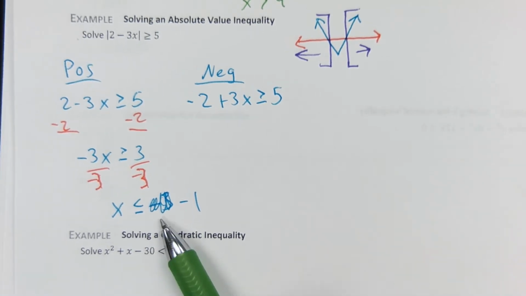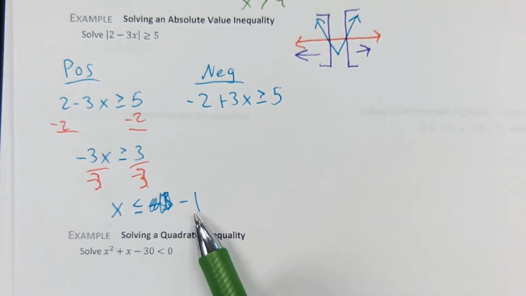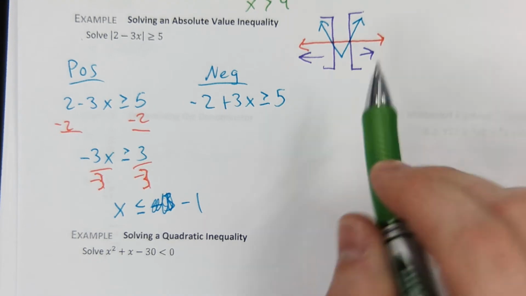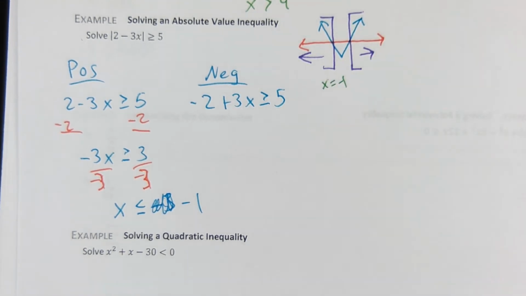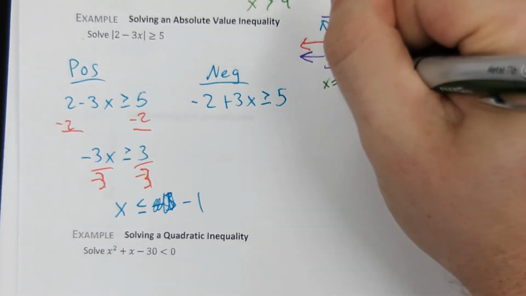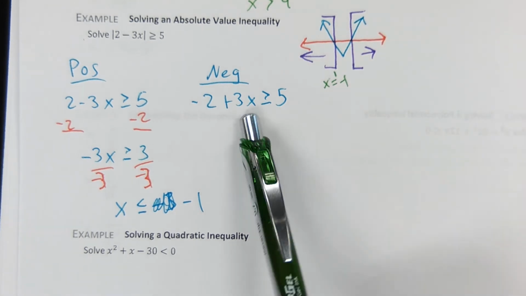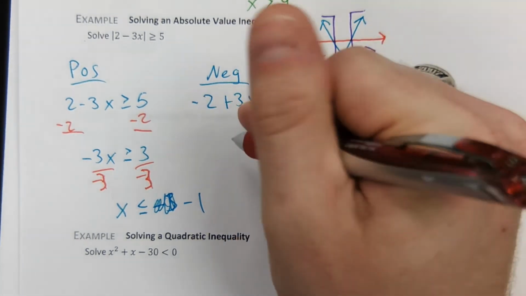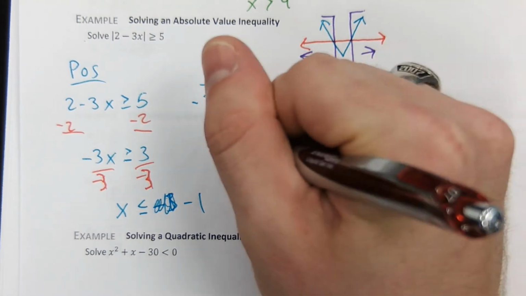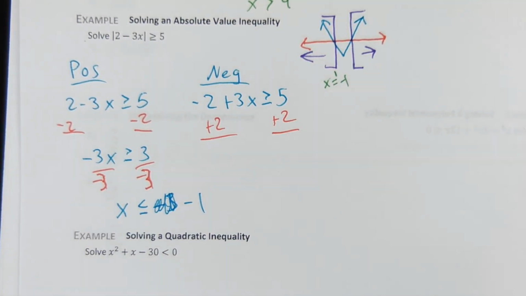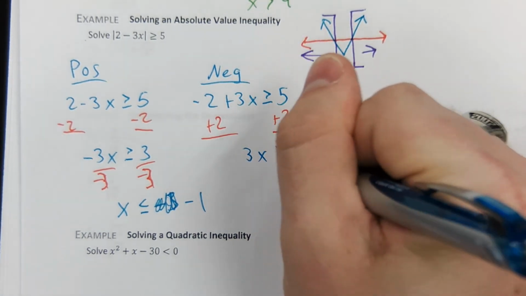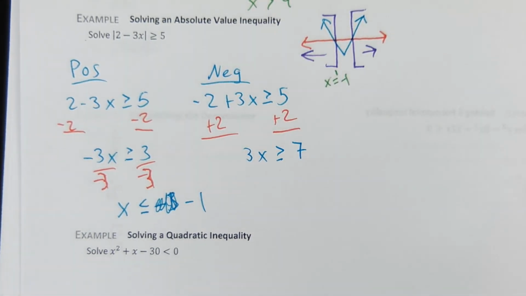This answer makes sense to us because it says to the left of a number. So that would tell me that more than likely this line is at x equals -1 on the left side. Now let's go ahead and solve the positive case. Add 2 to both sides. Gets 3x greater than or equal to 7, and then divide both sides by 3.